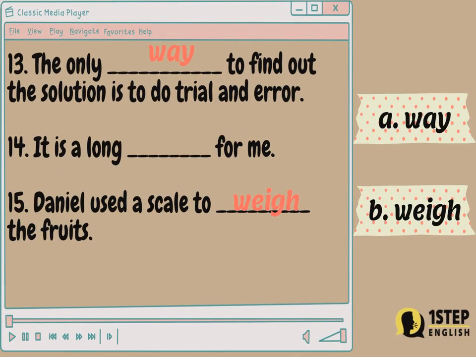Letter B. The only way to find out the solution is to do trial and error. Number 15. Letter A. Daniel used a scale to weigh the fruits.